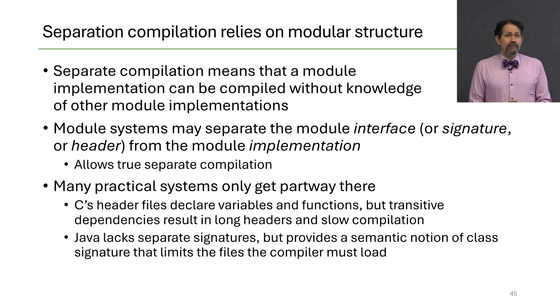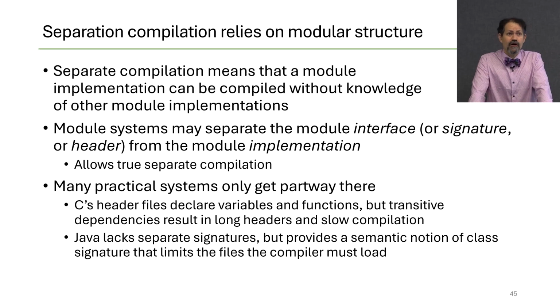The idea of separate compilation relies on modular structure. The idea of separate compilation is that a module implementation can be compiled without the knowledge of other module implementations, and then later these can be linked together. Many module systems separate the interface of a module, which is sometimes also called the signature or the header of the module, from that module's implementation.